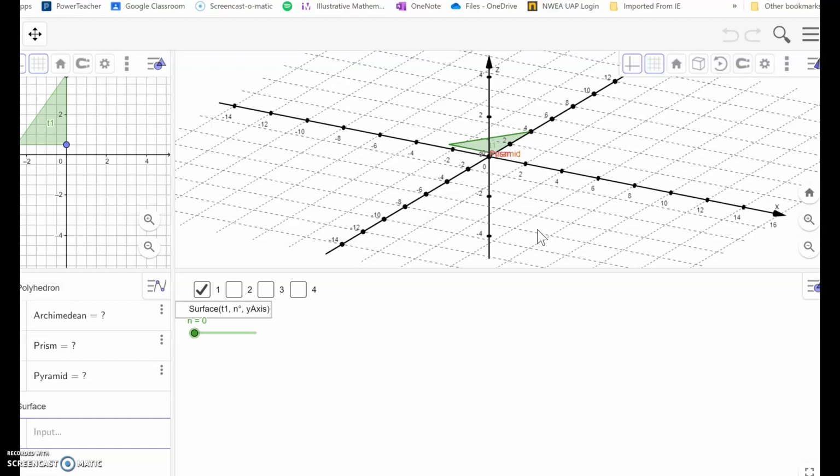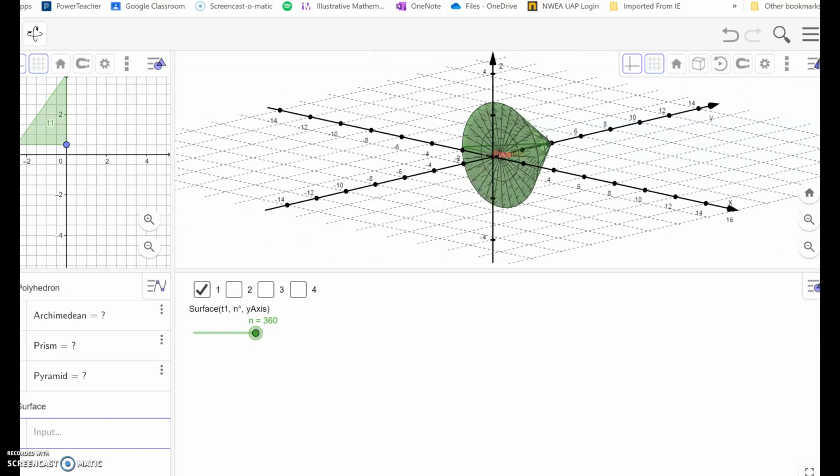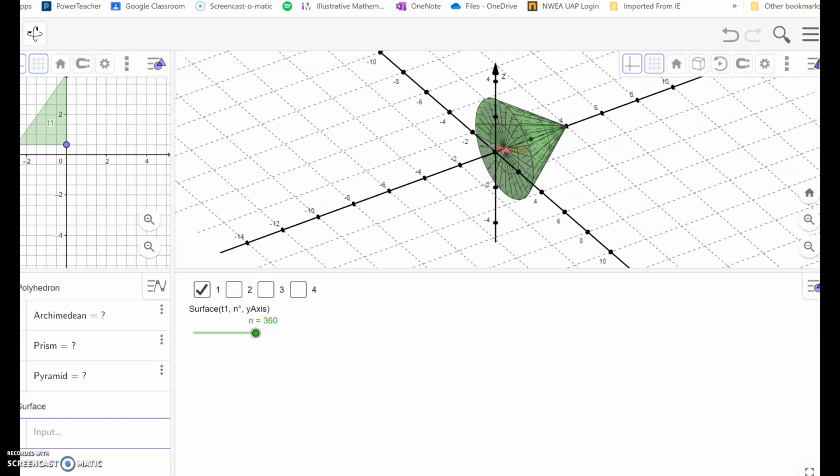So we want to know what's going to happen with this triangle when we rotate it around the y-axis. My guess is this is going to become a cone. So let's start rotating here. Here it comes. There it is, rotated 360 degrees around the y-axis. And did it become a cone? Absolutely, it became a cone.